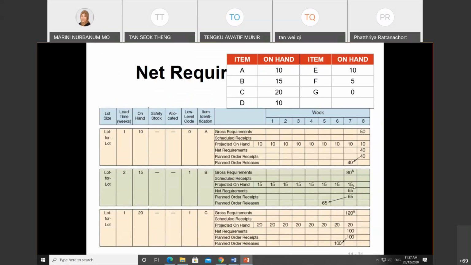And you have your on-hand inventory. You look at the table up there, on-hand inventory 15. So 80 minus 15 is 65. Then for plan order receipt, you just bring down the number for net requirements. And then you refer to your lead time from week 7, 6, 5. So plan order release for B, week 5, 65.